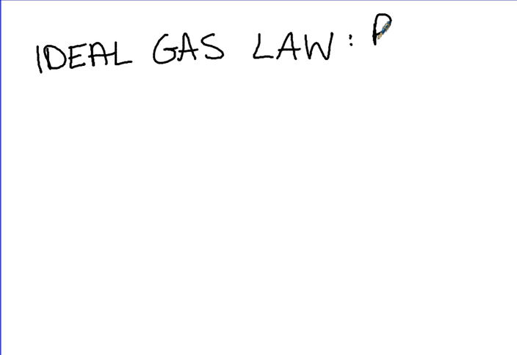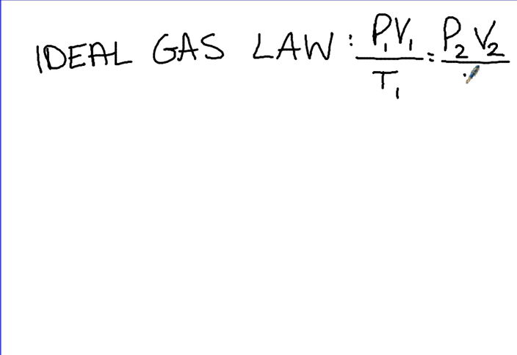is P1 V1 over T1 equals P2 V2 over T2. That is the equation. P1 V1 over T1 equals P2 V2 over T2. Now let's talk about what P, V, and T mean.